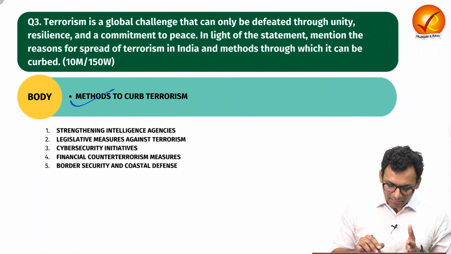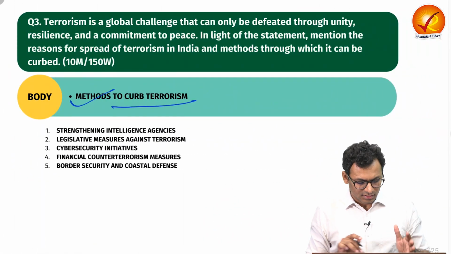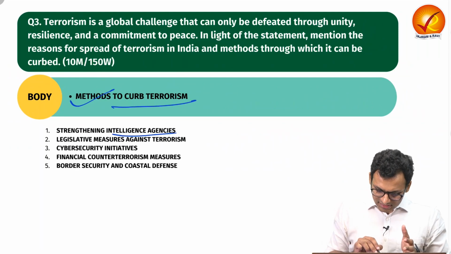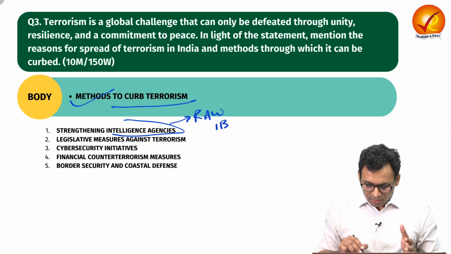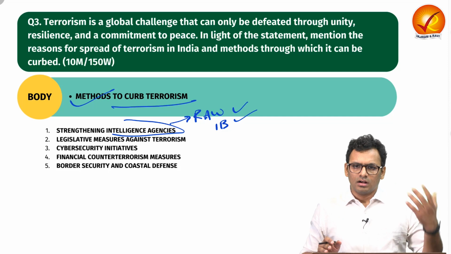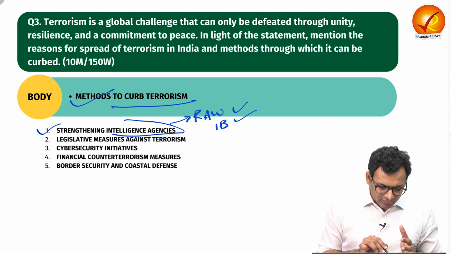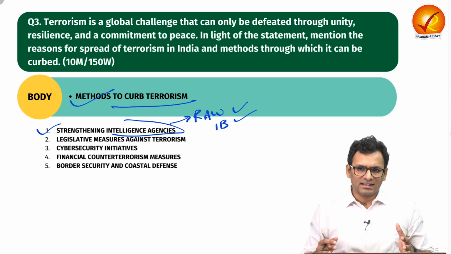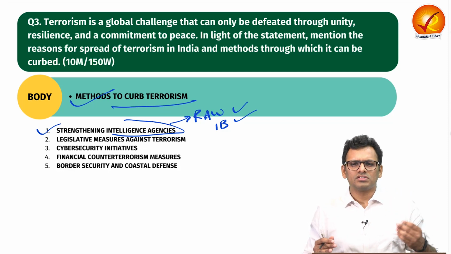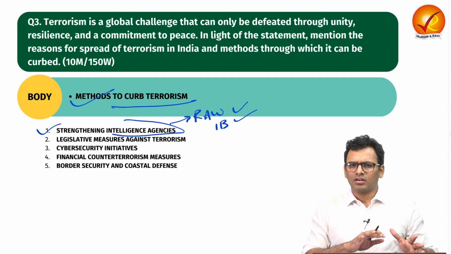Let's see the methods to curb terrorism in India. The very first is strengthening intelligence agencies. We have RAW and IB, and different other institutions to tackle terrorist activity. Now we must ensure that they are given the required amount of training, resources, etc. to ensure terrorism-related activities do not happen in India.